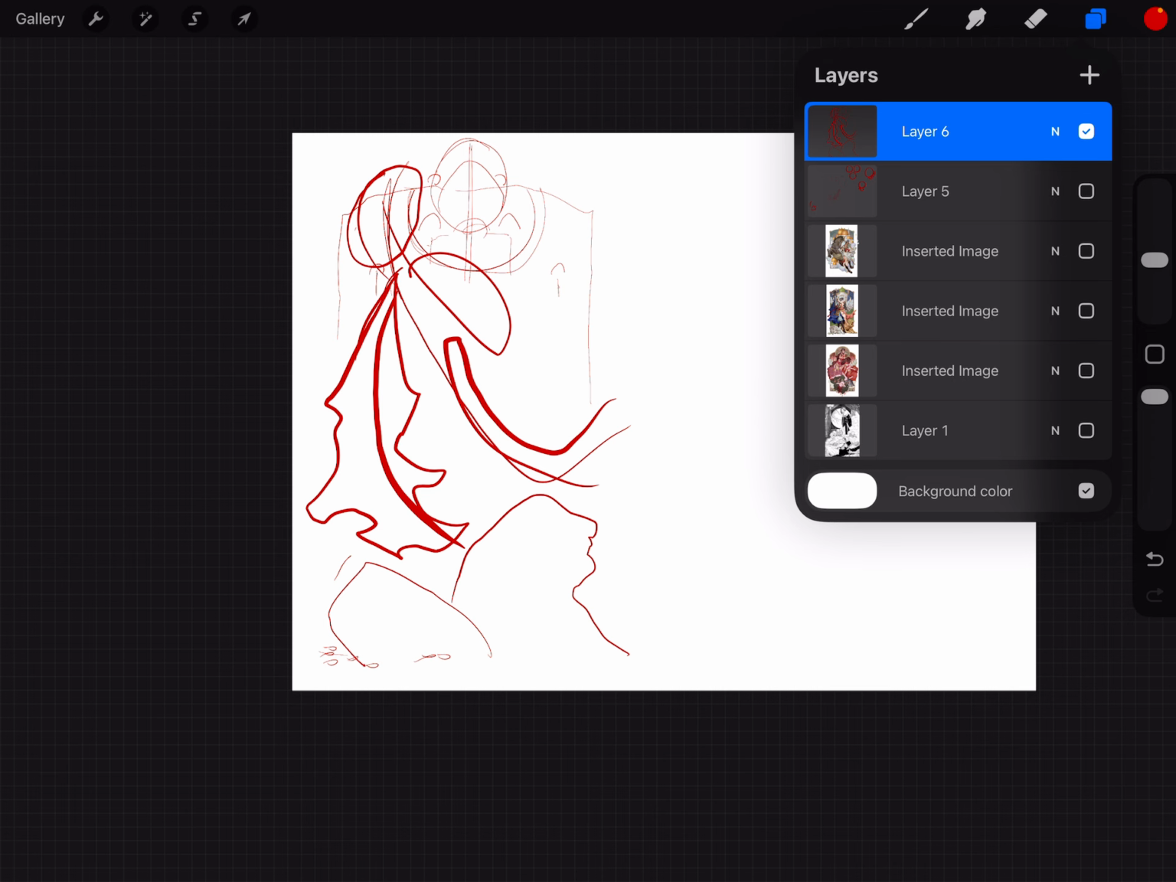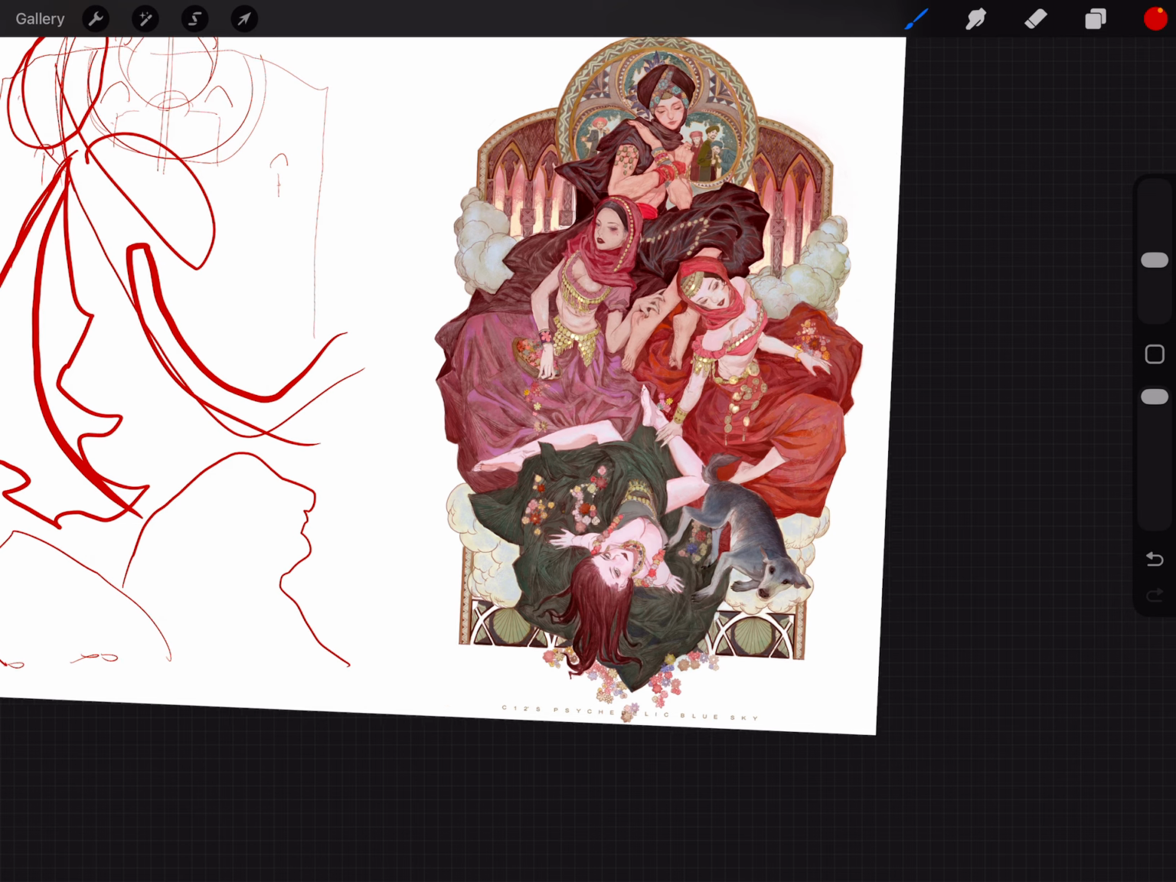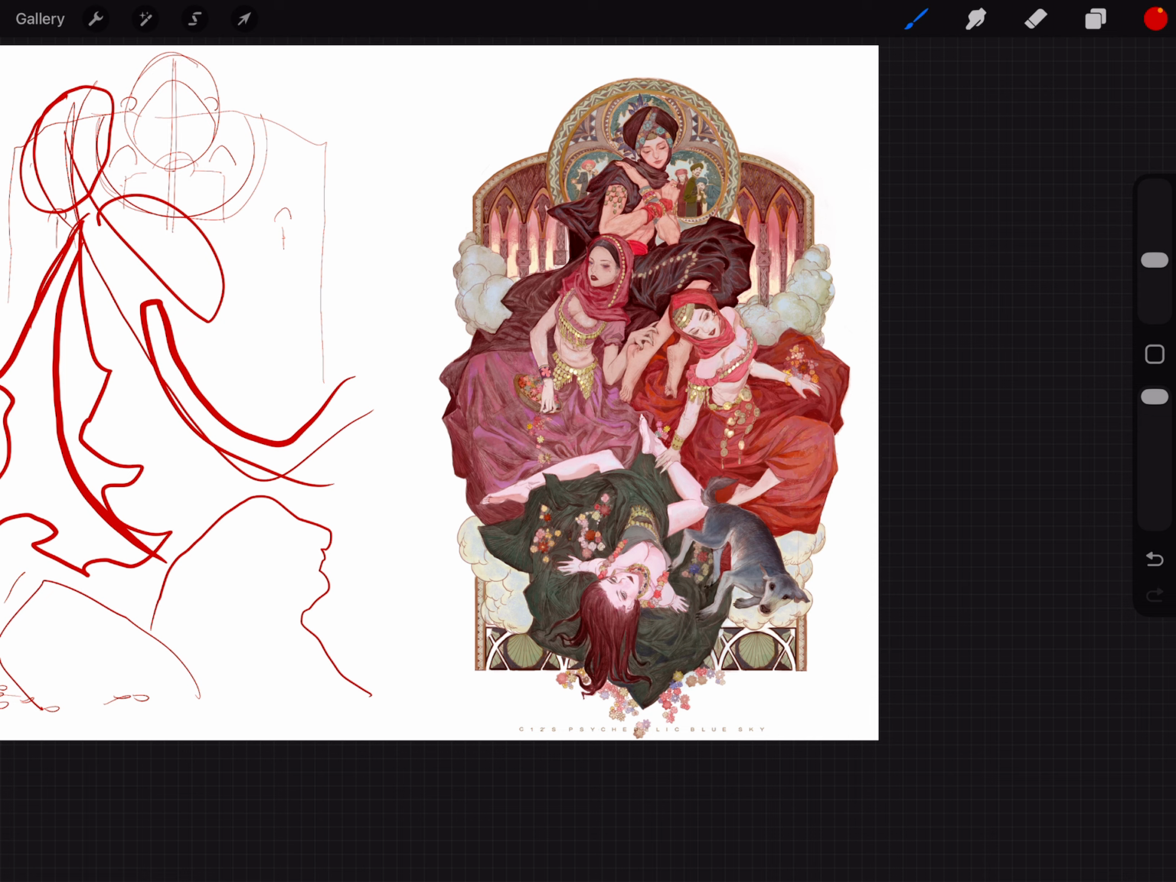Very nice work. So I think we got two more. We'll take a look at two more. Again, we see the same sort of thing.